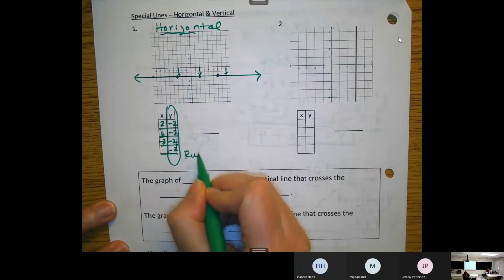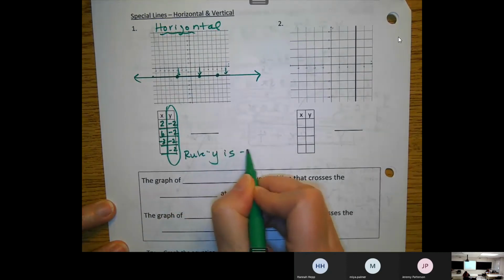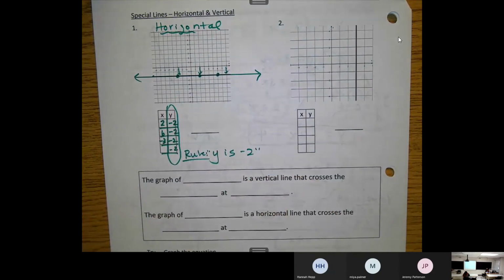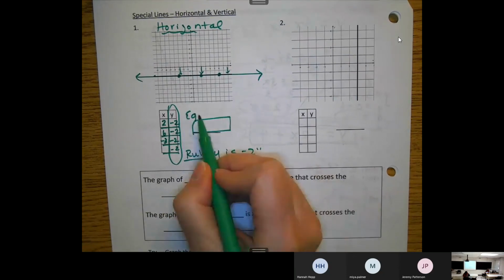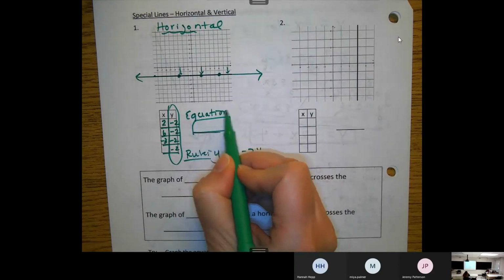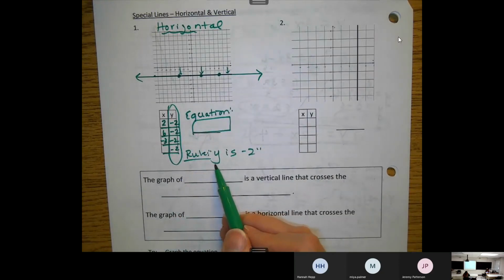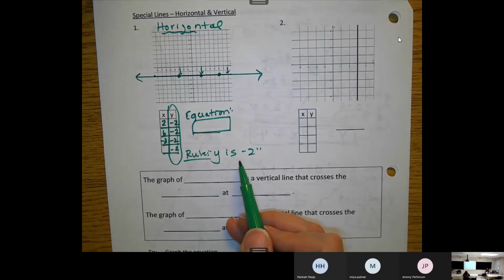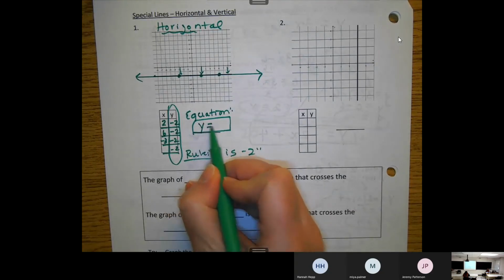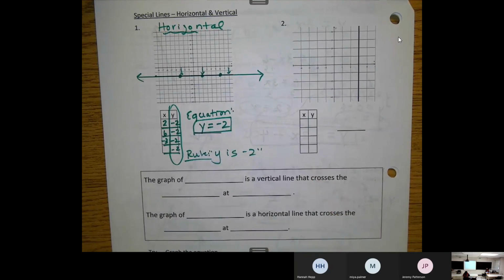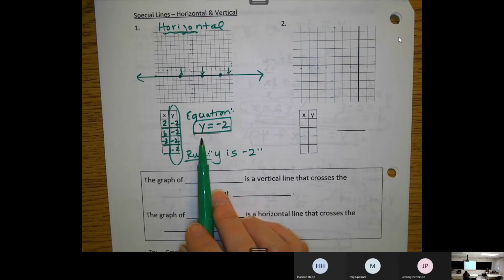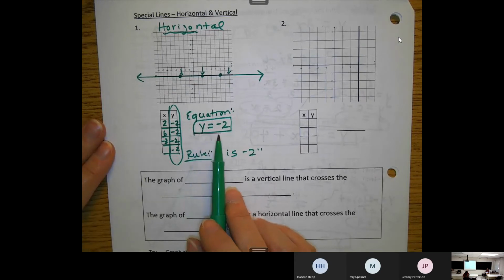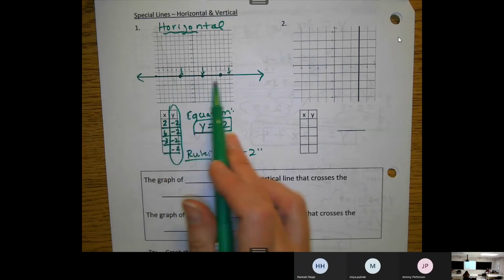So the rule for this one, y is -2. That would help us write an equation. What would the equation be if the rule is y is -2? Instead of "y is," when we translate it, what would that look like? Equals, yeah, y equals -2. There's no x in the equation because x doesn't matter. X could be anything. All we have to be sure of is that y is -2. That's what all these points have in common.